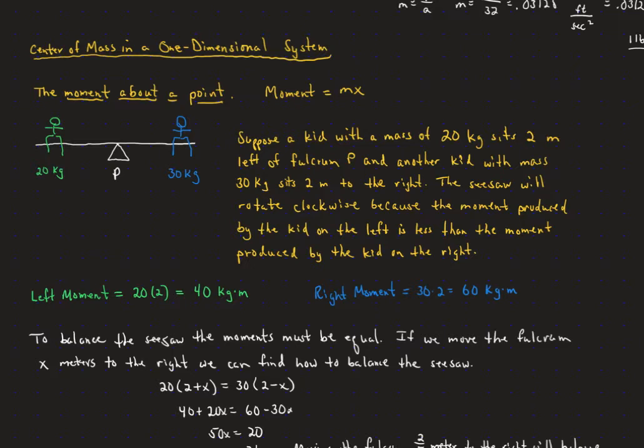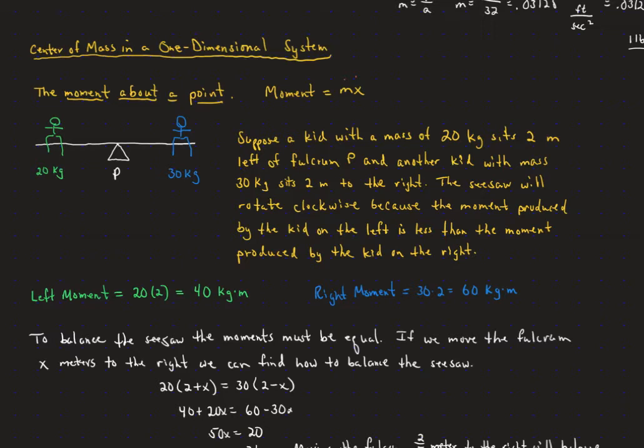So the center of mass in a one-dimensional system. We talk about the moment about a point, and the moment is given by the mass times the distance from the fulcrum, we're going to see. Suppose a kid with a mass of 20 kilograms sits 2 meters left of the fulcrum P, and another kid with mass 30 kilograms sits 2 meters to the right. The seesaw will want to rotate clockwise because the moment produced by the kid on the left is less than the moment produced by the kid on the right.